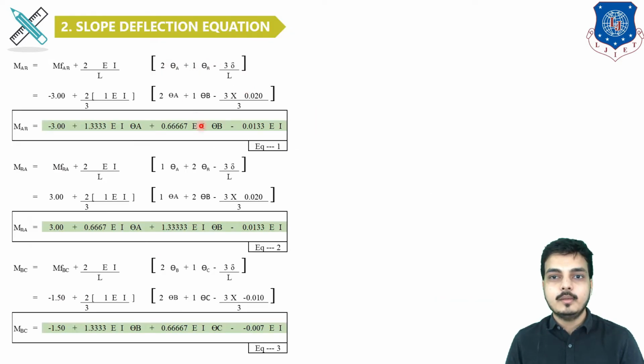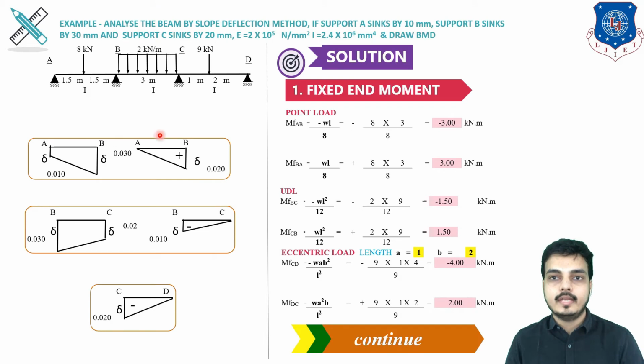So all the thetas will be my unknowns: theta A, theta B, theta C and theta D. All the four will be my unknown thetas. And at the place of delta we have to put the respective span delta value. For AB it is 0.02 positive, for BC it is negative 0.01, and for CD it is nothing but minus 0.02. Also for fixed end moment we will be using all these values.